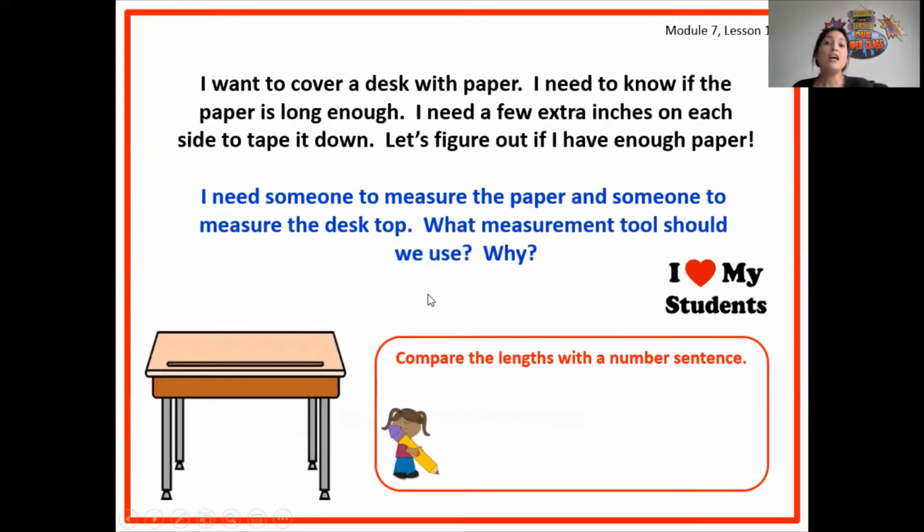Okay. For today, we're going to do the concept development first, then we'll do the application problem. So first, let's do the concept development. Now, I want to cover a desk with paper. I need to know if the paper is long enough. So I need a few extra inches on each side to tape it down. Let's figure out if I have enough paper. If we were in the classroom, I would ask for someone to measure the paper and someone to measure the desktop. But because we're not there, I had to do both on my own, okay?